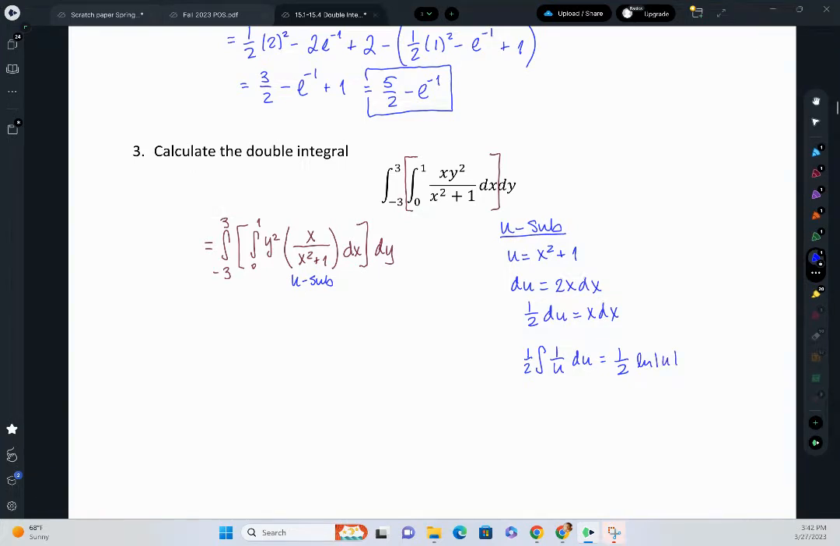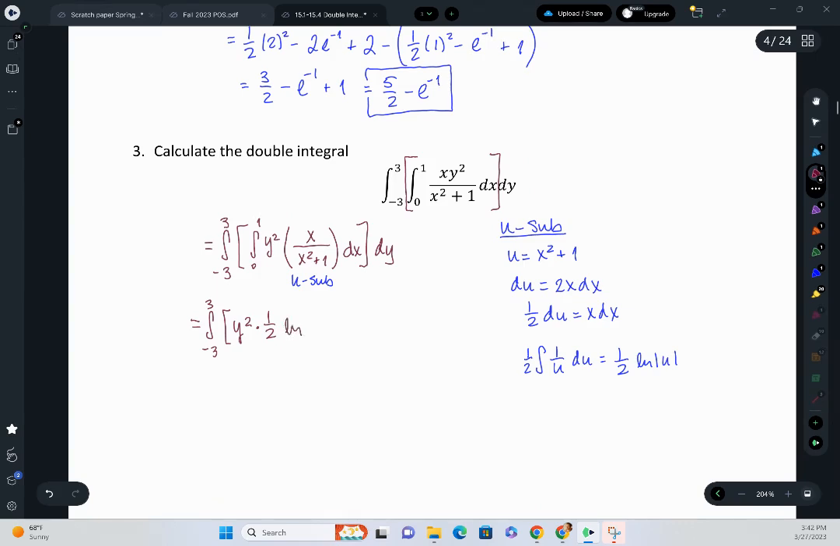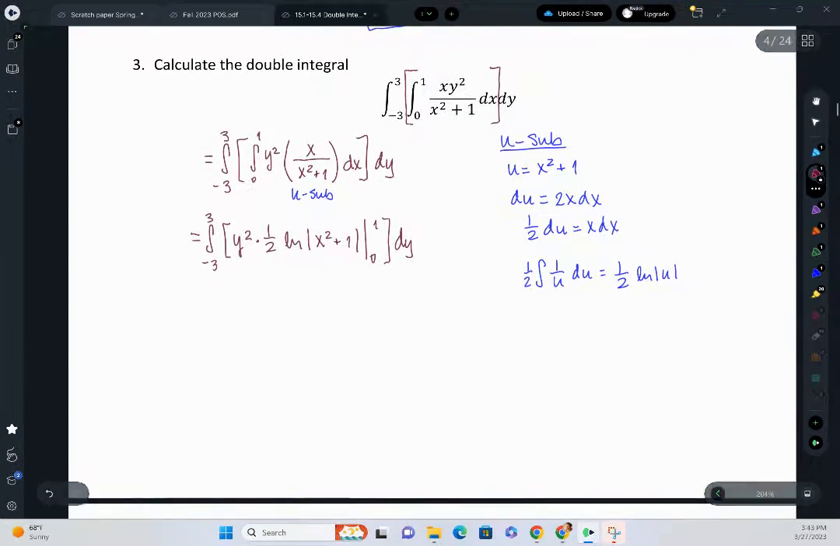Okay, now I can go back to my problem and rewrite this, the integral from minus 3 to 3 of, I still have a y squared, but then I also have times a 1/2 ln of the absolute value of x squared plus 1. And this is all getting evaluated from 0 to 1. And then once we do that evaluation, we'll be able to integrate with respect to y. All right, so evaluating, I'm going to plug in 1 and then 0.